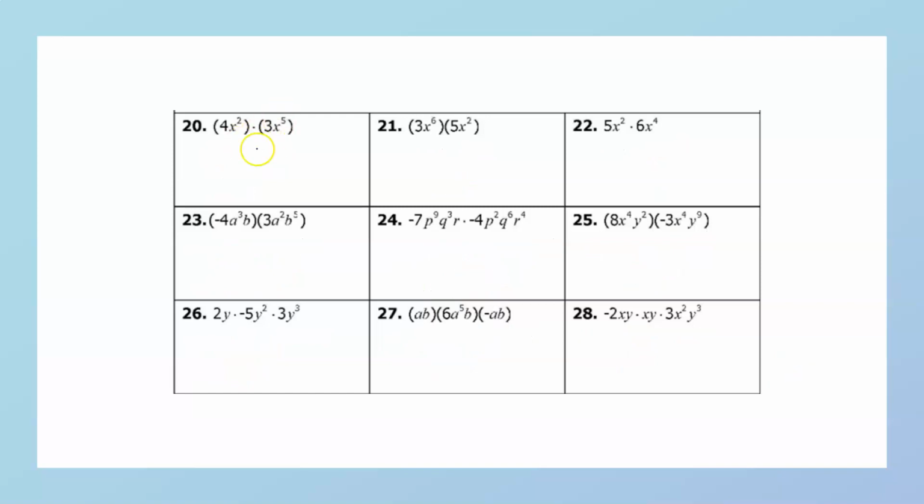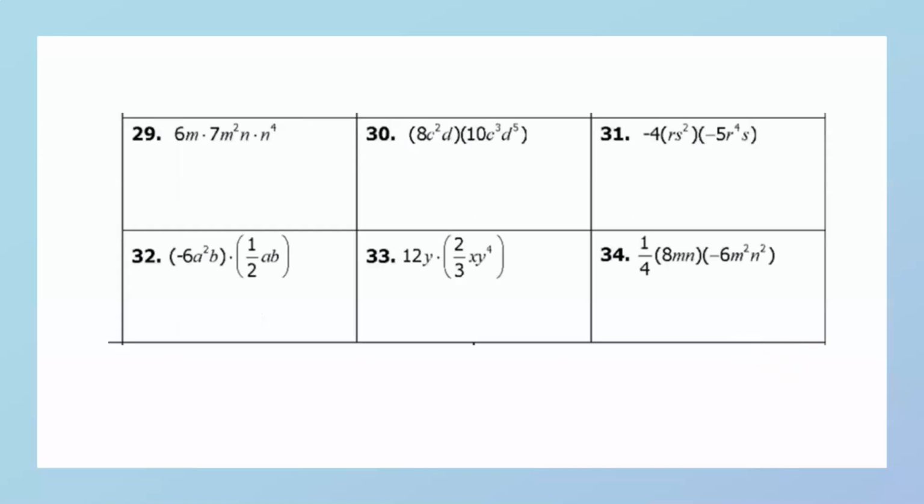All right, I'm going to multiply. Oops, I think I did this one twice. Yes, I'm on 29. So 6 times 7, m to the 1 plus 2 power, n to the 1 plus 4 power. So I have 42 m cubed n to the 5th.